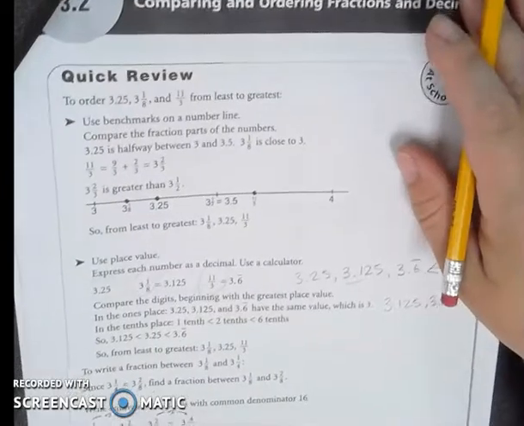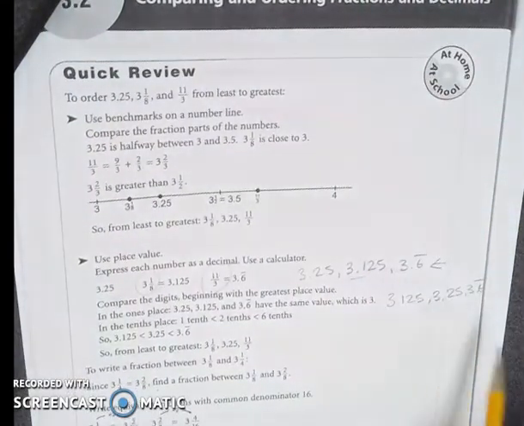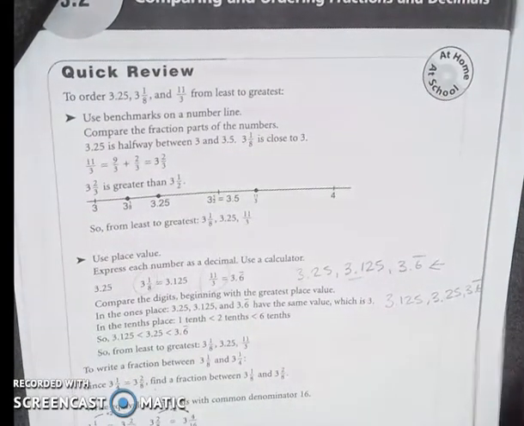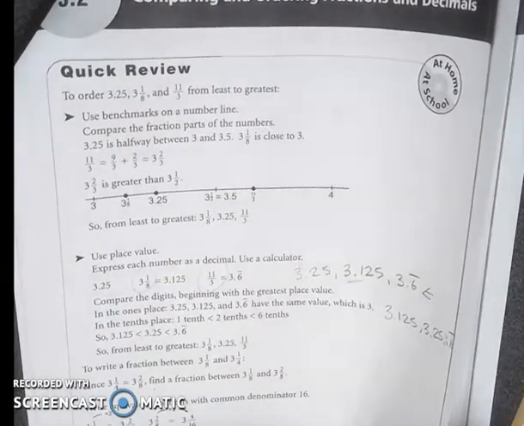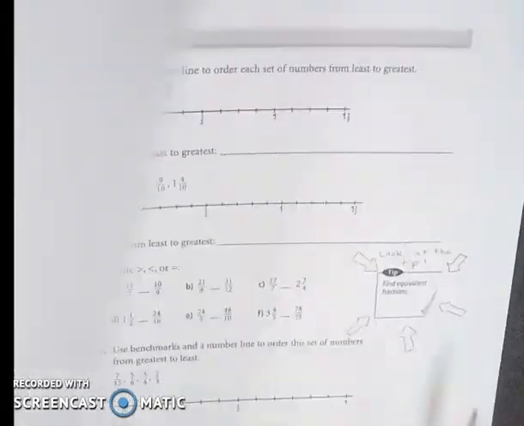So remember, this page is all really good information. Please read over it in detail. It doesn't really do any good for me to read it to you, but read over it in detail if you're stuck on any of the concepts.